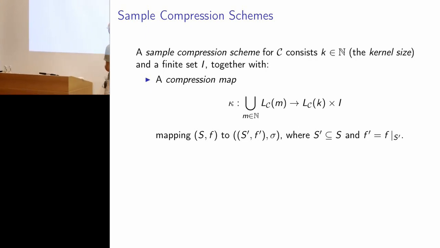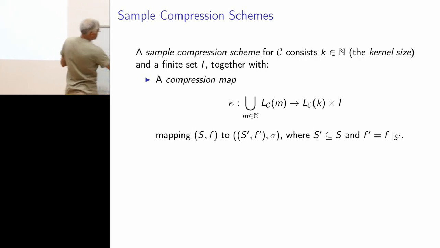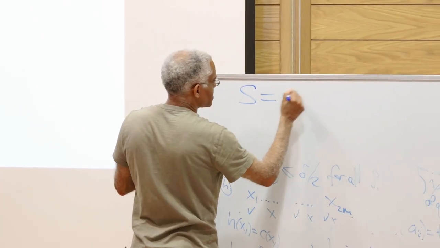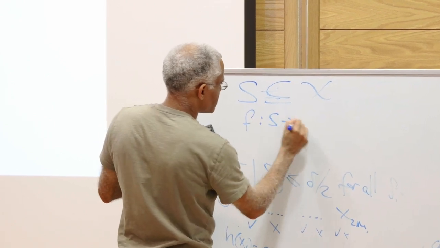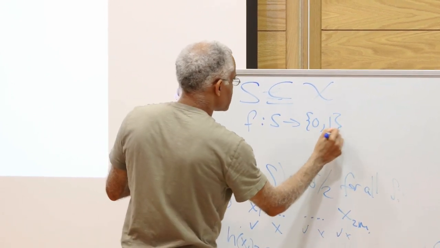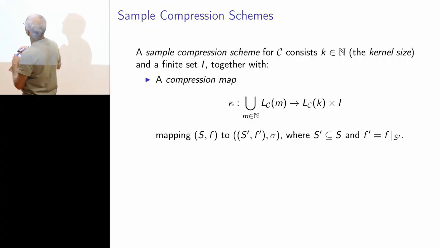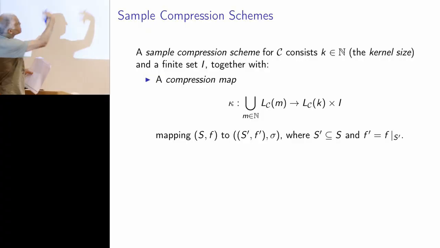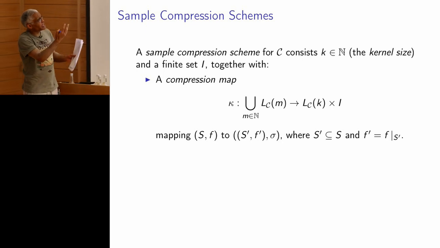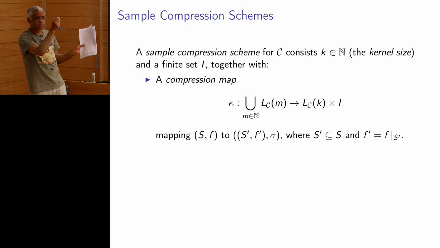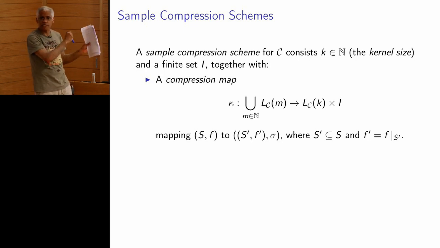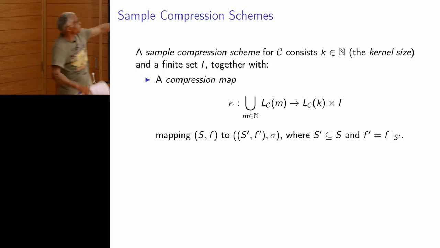So what does the compression map take? It takes a labeled sample. Here, S is a subset of the input space, and f is a function from S to {0, 1}. So it's a set of instances labeled positive and negative. What the compression map sends this to is a subset of the sample of size k plus a finite bit of information on the side. I'll give several examples in a second just to drive this home.